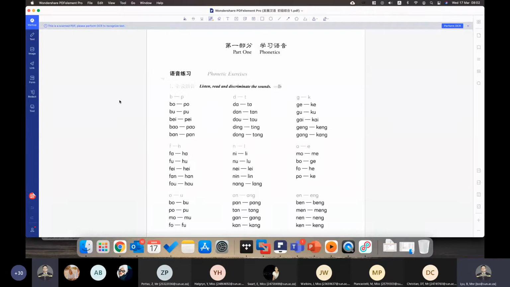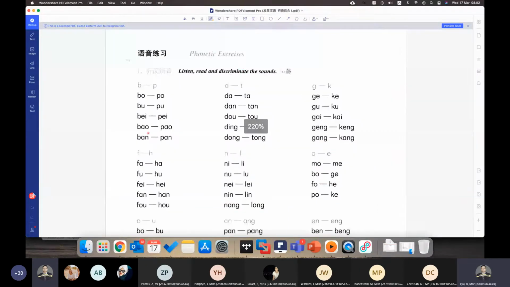We will start by doing some exercise. I'm going to play these recordings, listen and read, and try to hear the difference for the first round, right?